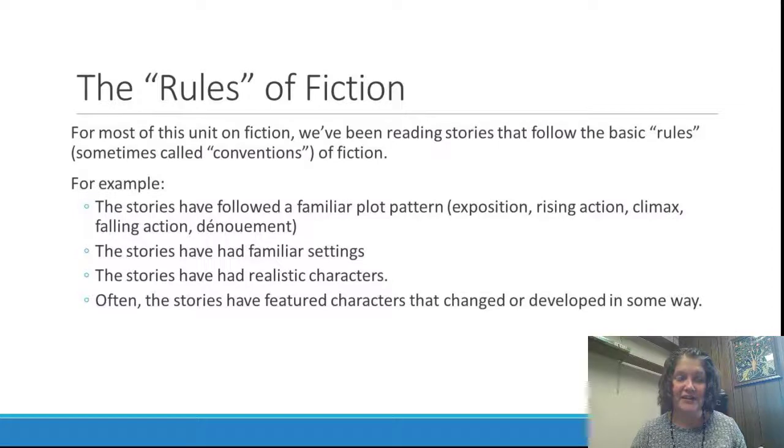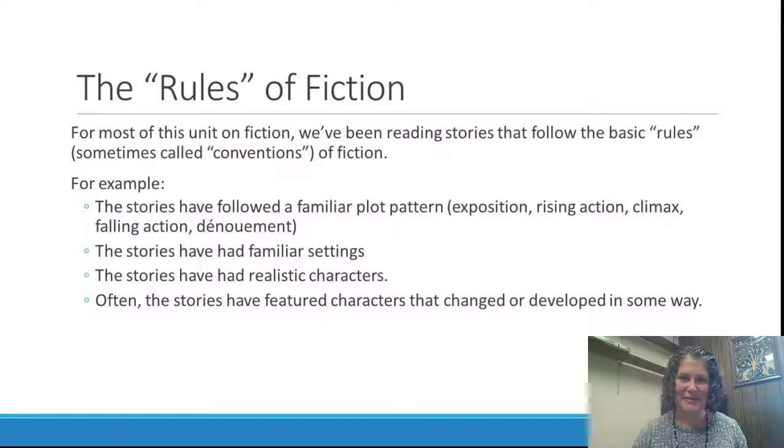They have fairly realistic characters, so they tend to represent people who are similar to us, that have recognizable psychological makeups. So, even if you don't necessarily agree with Sunny's choices in Sunny's Blues, he seems like he could be a real person. And then finally, the stories often feature characters that develop or change in some kind of way. Characters often figure out something about themselves or about the world, or their feelings towards something or someone change in some way.